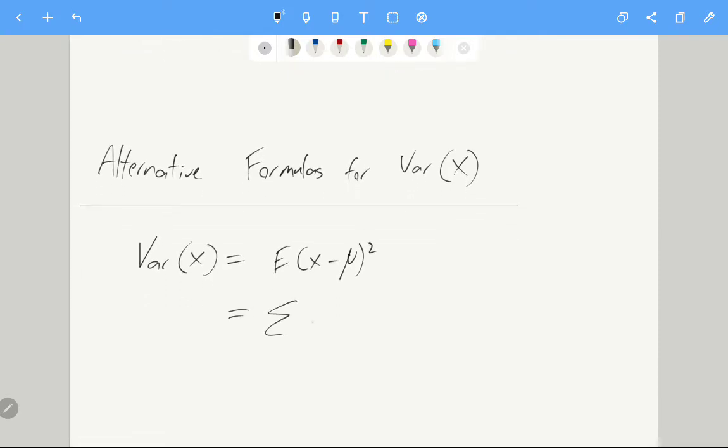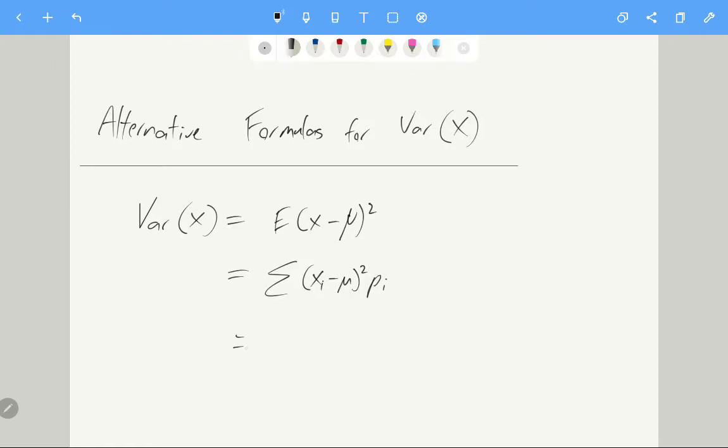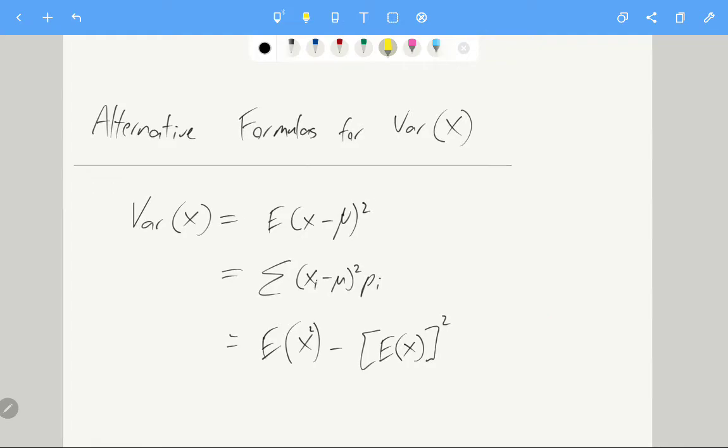We can also work it out by doing the sum of x minus mu squared times pi, which is just an alternative writing of our formula, putting the pi second. And probably one of the more useful ones that comes up a fair bit is the expected value of x squared minus the expected value of x, squared. So these are three different formulas. They might come up from time to time. This is probably the most useful one, because if you already know the expected value, you just need to work out the expected value of x squared as well.